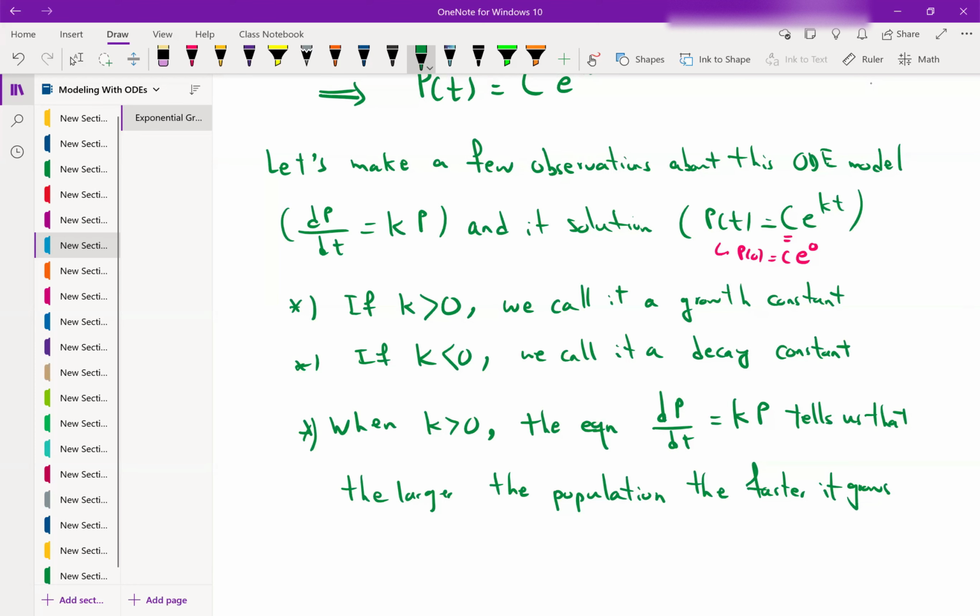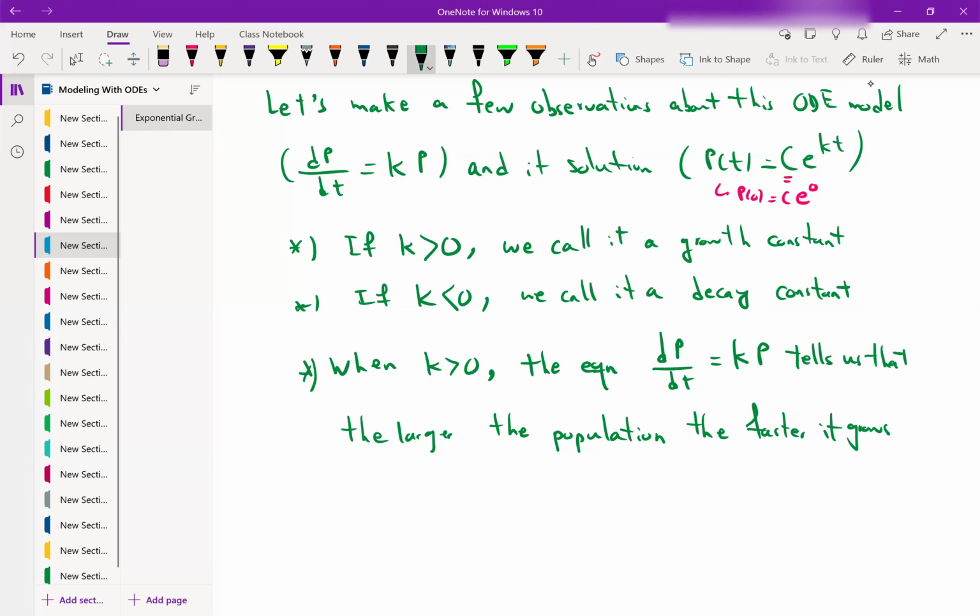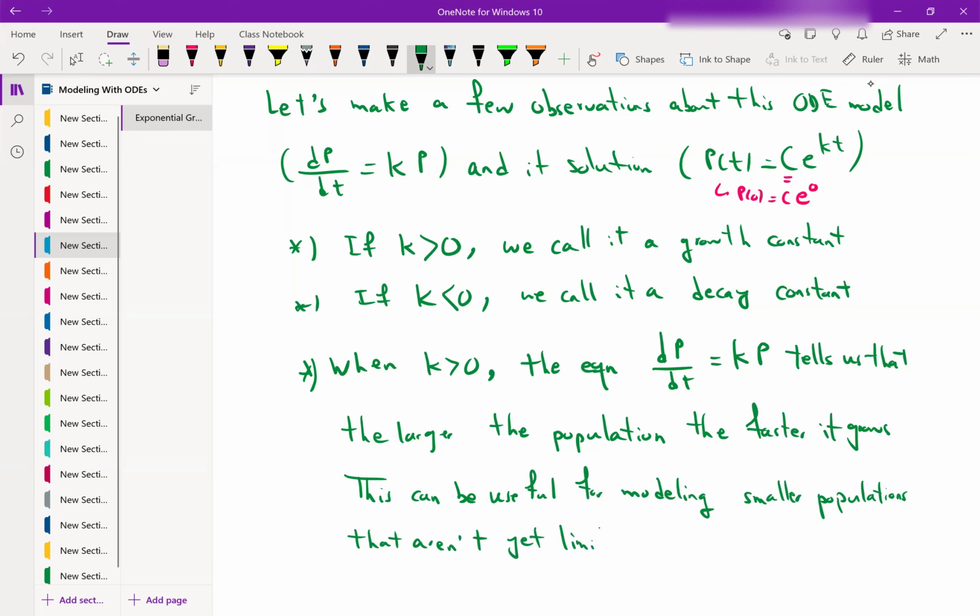So let me actually write a little bit of what I just said. This can be useful for modeling smaller populations that aren't yet limited by their environment or their resources, like food, energy, water, or the resources available to them, around them.